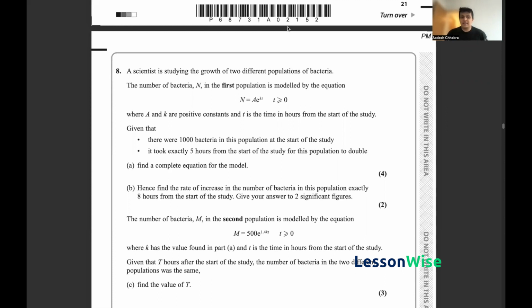And it is given that initially there were 1,000 bacteria in the population at the start of the study, and that it took exactly 5 hours from the start of the study for this population to double. Now, in part A, we've been asked to find a complete equation for this model. So essentially, we know from the 2 points that we need to find the actual equation for the model.